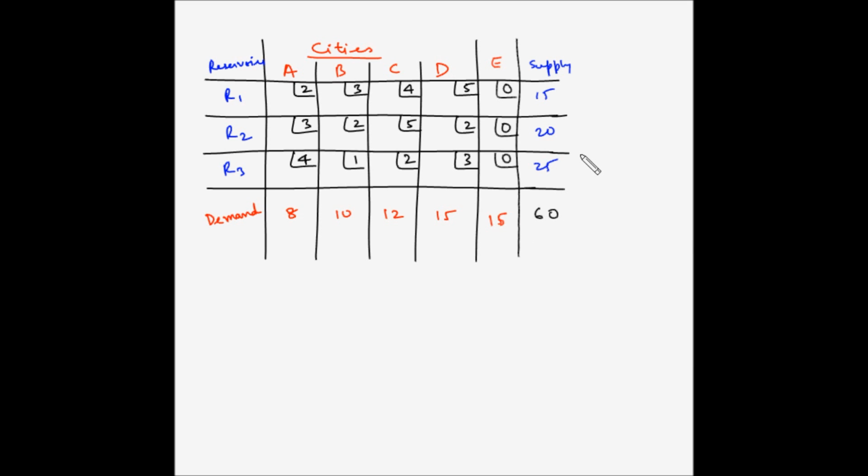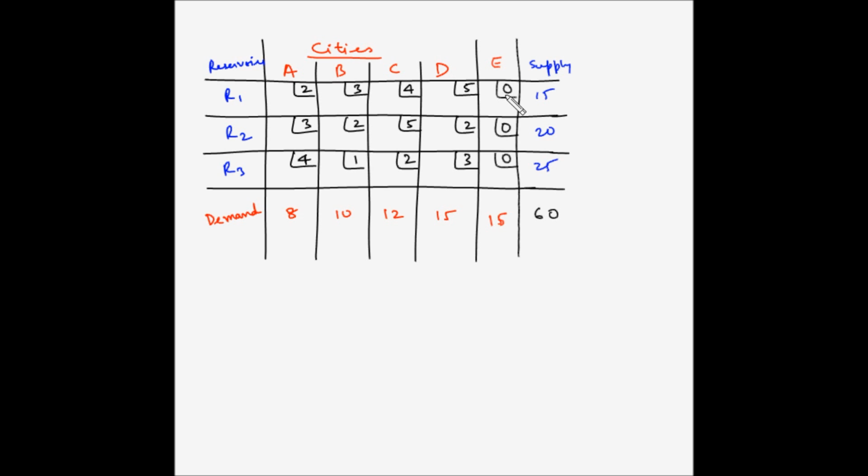Now the next step is to find out the basic initial feasible solution for this transportation table. Let's use the Vogel's approximation method to find out the basic initial feasible solution. Now the first step in Vogel's approximation method is to calculate the difference between two minimum elements for each row and each column. So let's go row wise first.